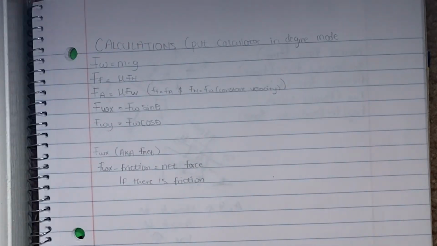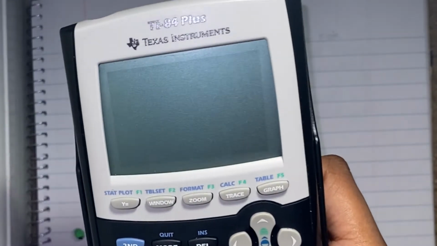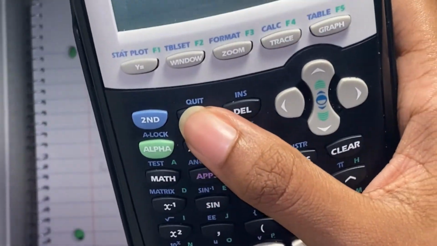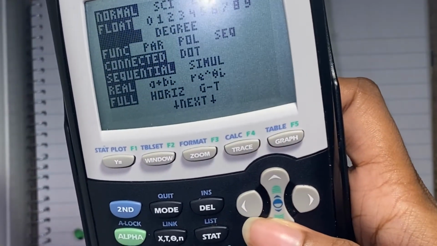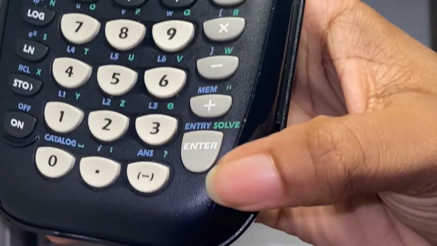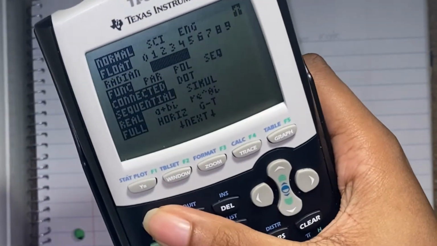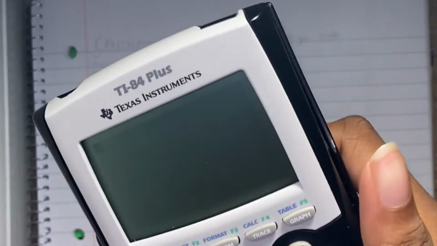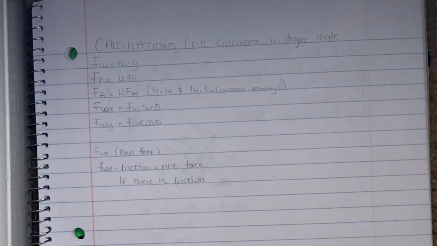For the calculating part, especially with sine and cosine, you want to make sure your calculator is in degree mode. With the graphing calculator, all you want to do is go to mode, scroll down, select degree and press enter, then press second mode to quit, and your calculator is in degree mode. That's very important because if it's in radian mode, your answer is not going to be right. So make sure it's in degrees when you're solving for that.